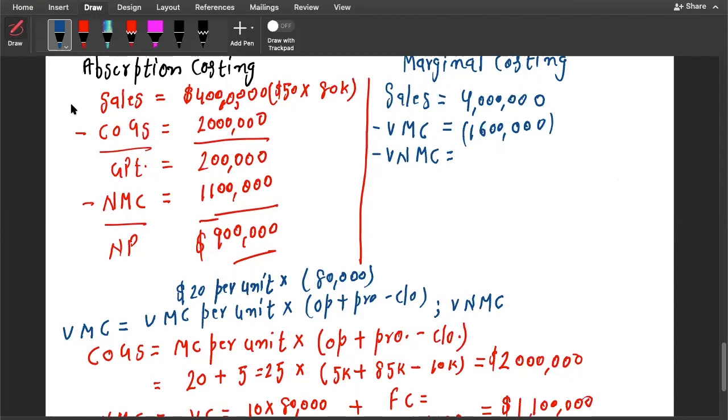How much did you calculate variable non-manufacturing? Yes, 800,000. Selling cost is 10 per unit multiplied by sales units, which is 80,000, so 800,000. Okay. Next.